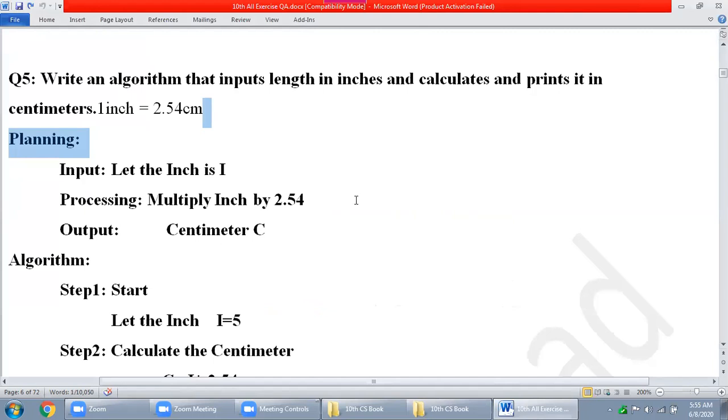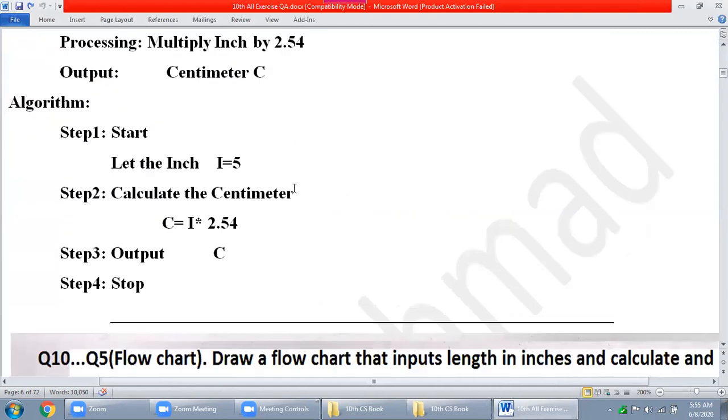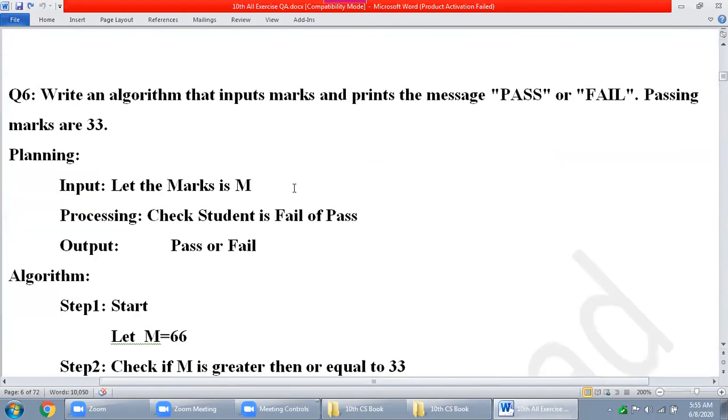Our next question is question number 6. Question number 6 is: write an algorithm that inputs marks and prints the message pass or fail. I remember yesterday we solved the question of grades. If you have the marks, you can find the grades. But today there is a little change, the rest is nearly the same.